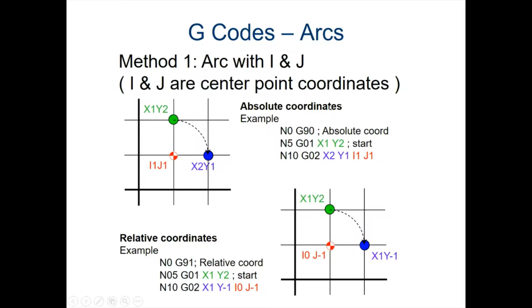So when I do absolute, I'm looking at the actual coordinates. So this is 0, 0. This is at 1, 2. This is at 2, 1. And so I'm putting in those coordinates to say I'm going from here to here.